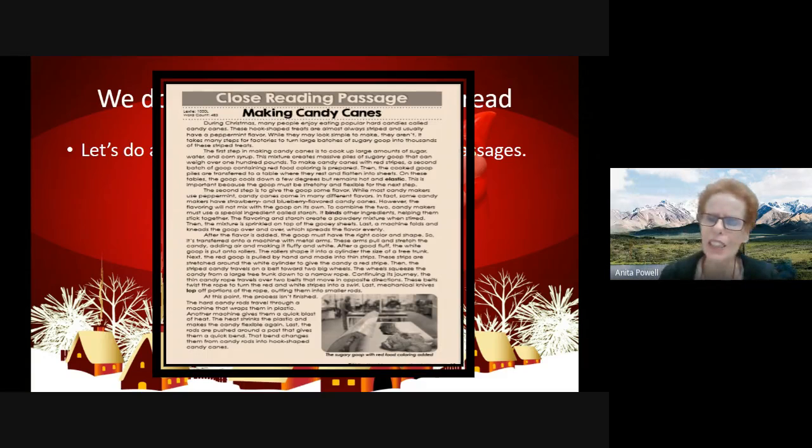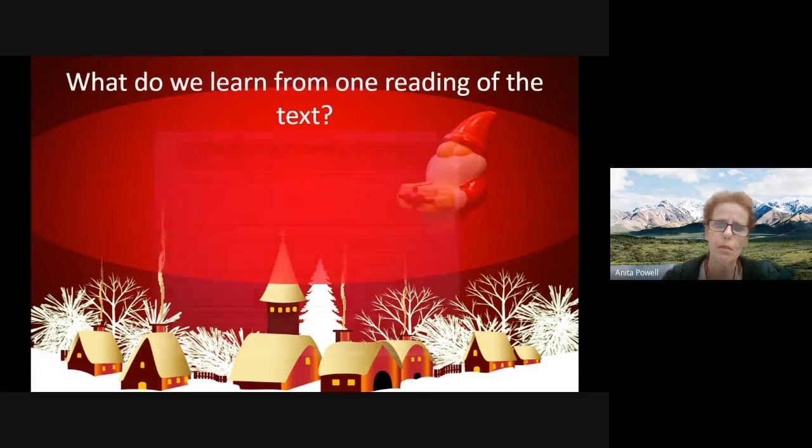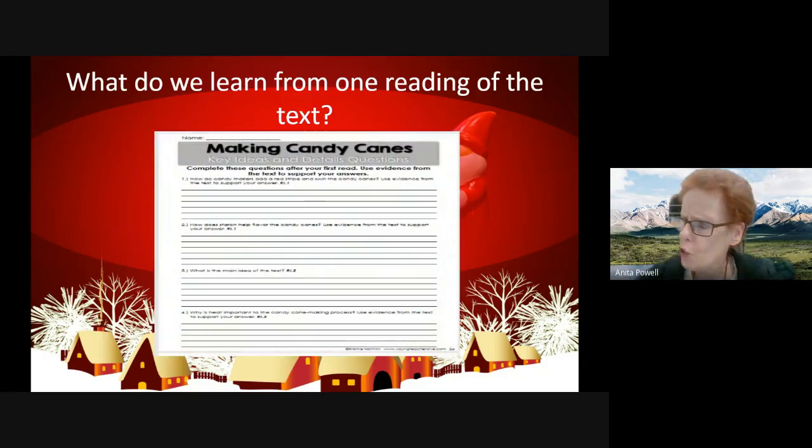Okay, let's see what we've learned just from one reading of this. Now, let's turn your handout sheet over or look at your first little set of questions here. How do candy makers add a stripe and swirl the candy canes? Use evidence from the text to support your answer.